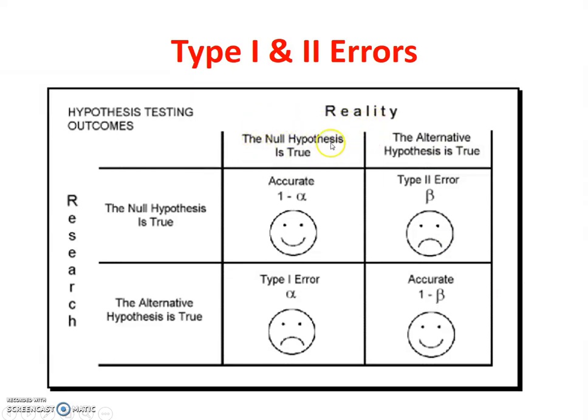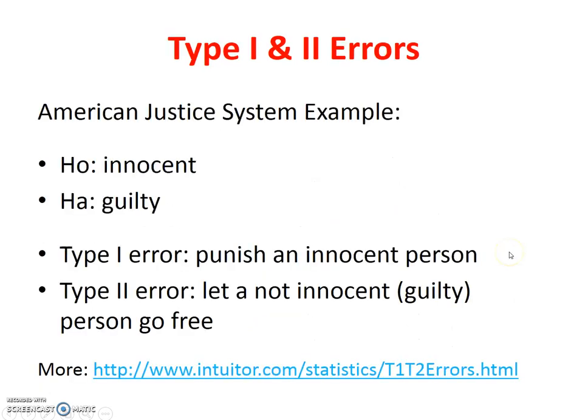So, another way to think about it in terms of our hypotheses. If your null hypothesis is true and you come to that result, then yeah, that's what you want to do. If your null is true but you don't, and you say that your alternative is true, that will be our type 1 error. Okay? And then same thing for type 2. Happy face, sad face. So, if we're assuming innocent, then the alternative is guilty. A type 1 error, like I said, is to punish an innocent person. A type 2 error is to let a guilty person go free.